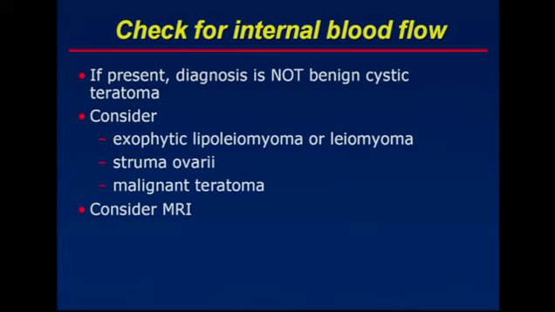with a cystic teratoma. You also do need to check for internal blood flow, because if it's present, the diagnosis is not a benign cystic teratoma. You would have to consider something else, such as a fatty exophytic uterine mass, like a lipoleiomyoma or leiomyoma, or potentially a malignant teratoma or struma ovarii. And in these instances, if you can't make one of these diagnoses, but you see blood flow within what looks like a dermoid, you can't call that a dermoid, and you should consider an MRI.